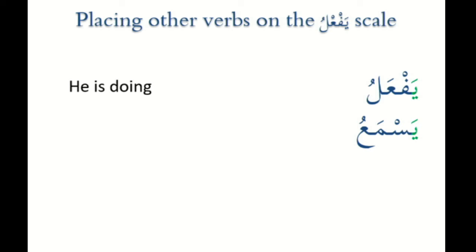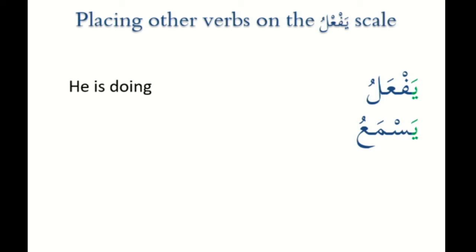When I say the first letter, it's always going to have a fatha. The second letter is always going to have a sukoon. But now tell me, the second letter is actually the first root letter, right? Let me say it again. The second letter, you see fa is the second letter, but it's actually the first root letter. The ya is part of the scale. Right? So be cognizant of that.